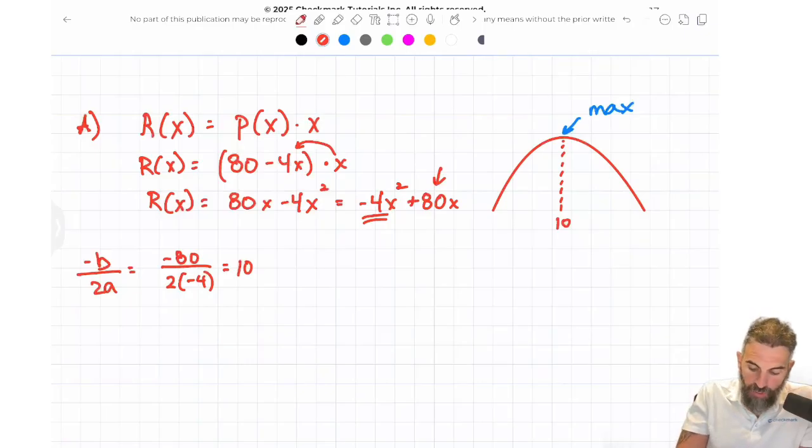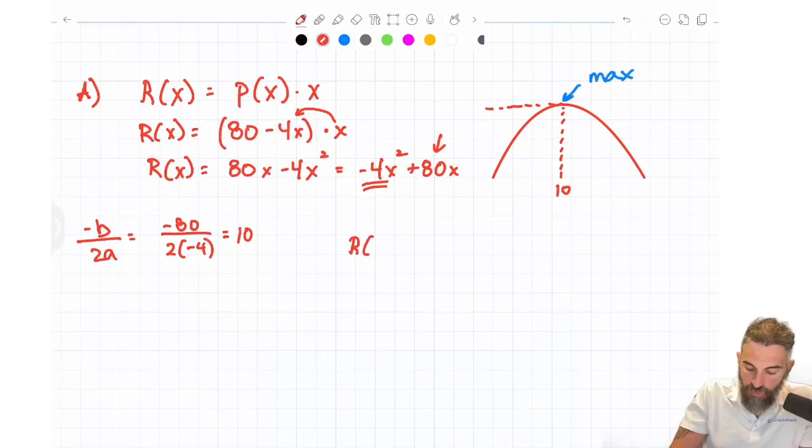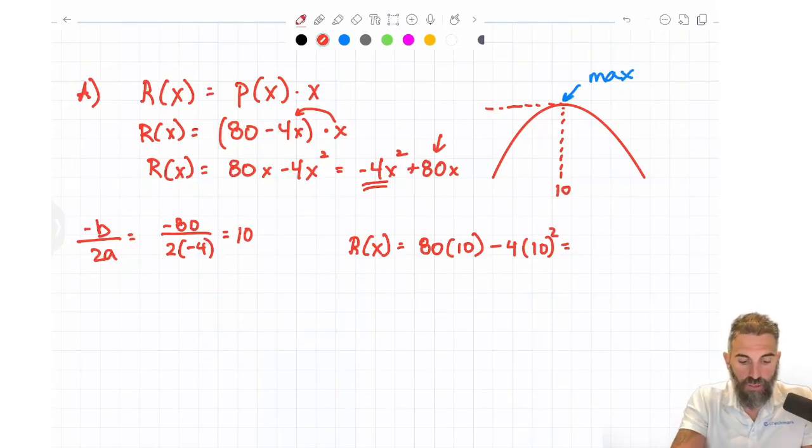The y coordinate, you just plug it back in. If you want to find the actual maximum revenue, just take that value and plug it in. So we're going to plug in our x: 80 times 10 minus 4 times 10 squared, 400.